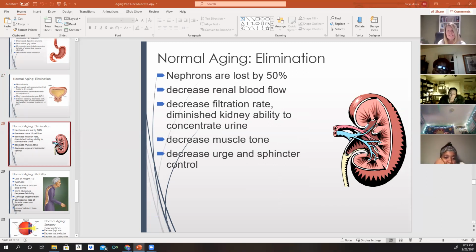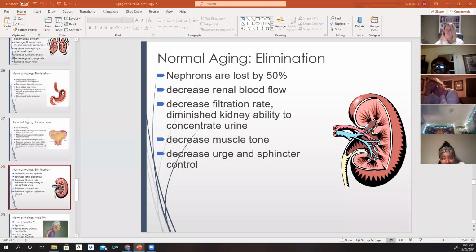So what happens inside? Our nephrons that help with elimination, we lose them by 50%. We have decreased renal blood flow. Why do we have decreased blood flow to our kidneys? Dehydration. Could be dehydration, but what else? Let's go back to what we said when we talked about perfusion. What happens to our perfusion? Not sufficient.